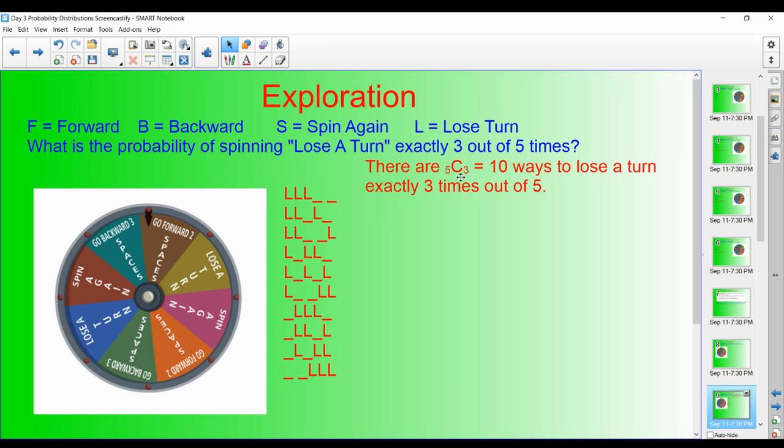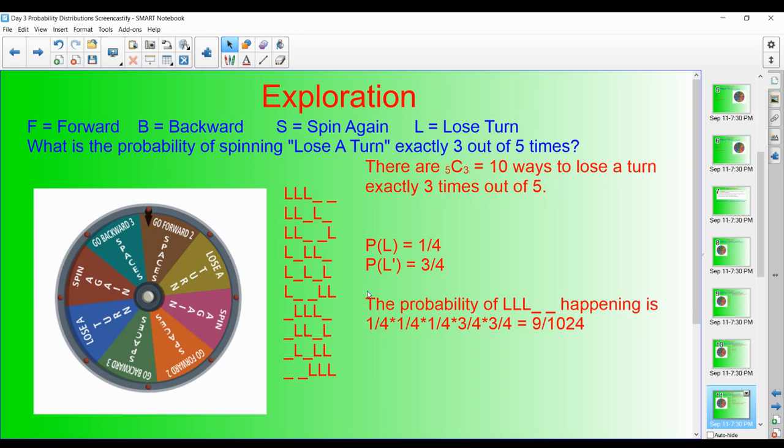We're getting in the habit of writing a combination instead of listing every single one of these, because it gets tedious and sometimes you forget one. So there's 10 different ways. Out of these 5 slots, I can choose 3 of them to be lose a turn. The order doesn't matter. So there's 10 different ways to lose a turn 3 times. Next, I need to figure out the probability of the event. The probability of lose a turn is 1/4. The probability of not lose a turn is 3/4.